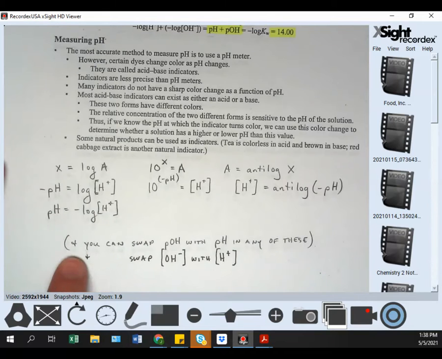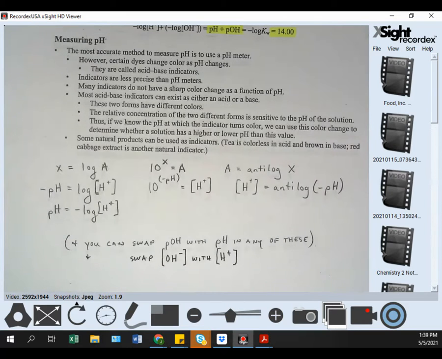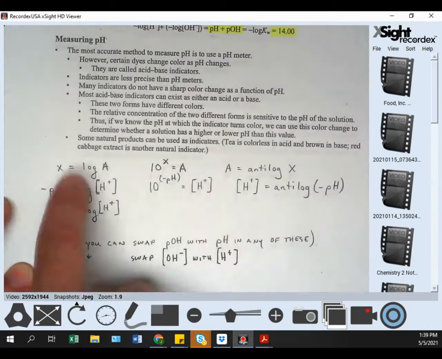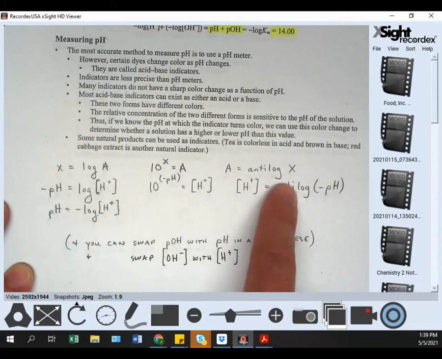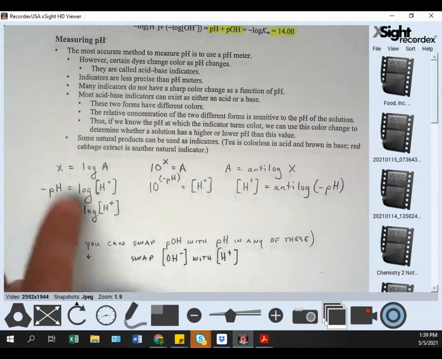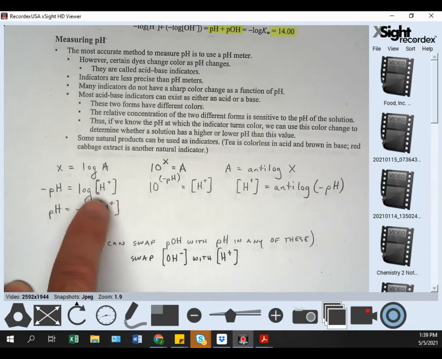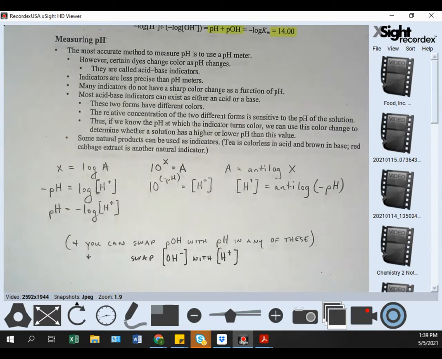You can swap pOH with pH in any of these and swap OH negative with H plus. So in other words, these exact same setups you can use with pOH in the spot where the pH is, and then the concentration would be OH negative. Does that make sense?